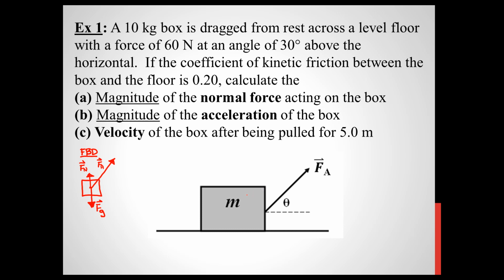The assumption I'm making in this problem is this mass is heavy enough that even if I apply a force up at an angle, the box is still being dragged horizontally along the ground. So my velocity would be towards the right, which means the force of friction would then be towards the left. And we'll call that FF.